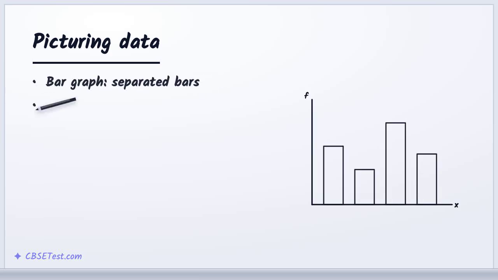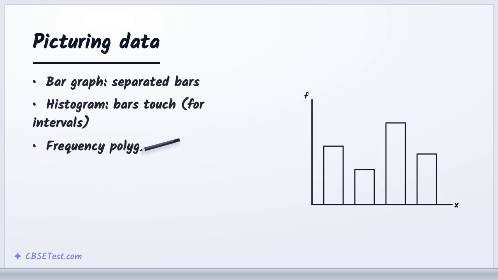We picture data with graphs. A bar graph uses separated bars for distinct categories. A histogram uses touching bars for class intervals, and joining the tops of those bars gives a frequency polygon.